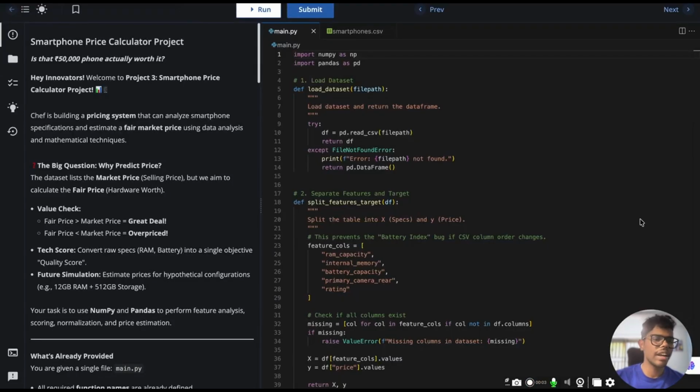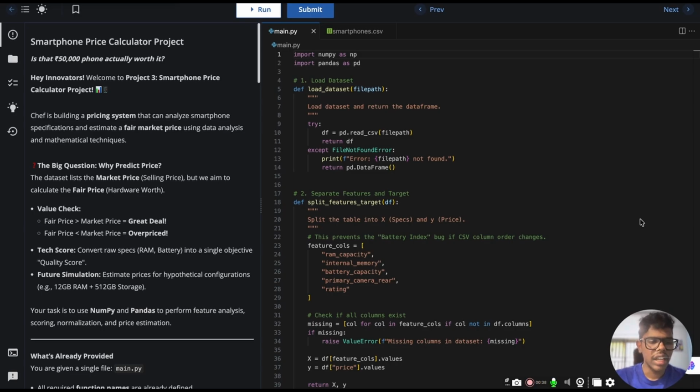This is weekend 35, and so we are seeing part 3, that is the smartphone price calculator project. So basically what we have to check is the value check. The biggest question is whether the price we are getting is greater than the market price. If you're paying 40,000 for one phone, we have to confirm that it is valuable, that it is a good deal and not overpriced. If the market price is more than the fair price, then it is overpriced. If the market price is less than the fair price, then it is a great deal.